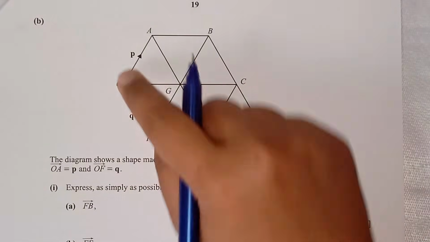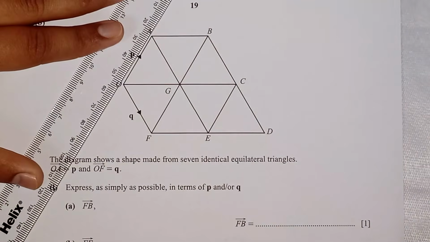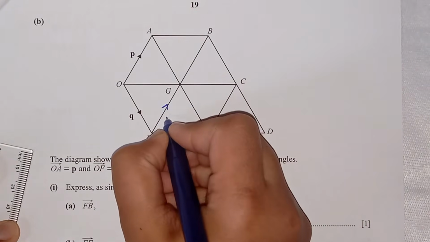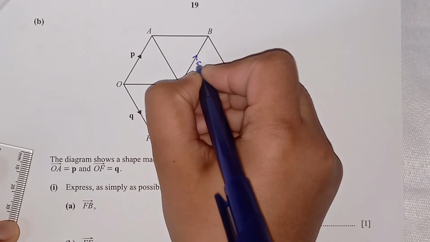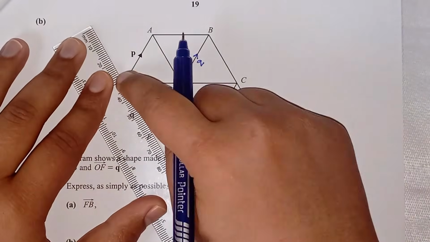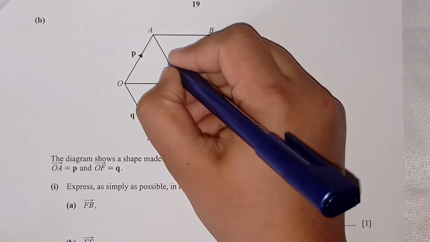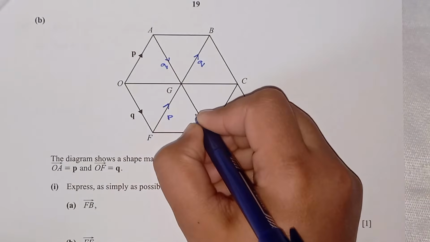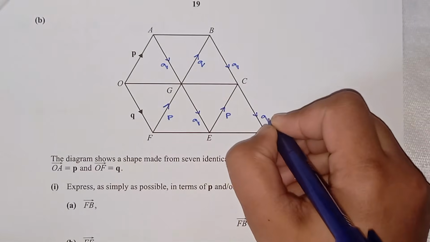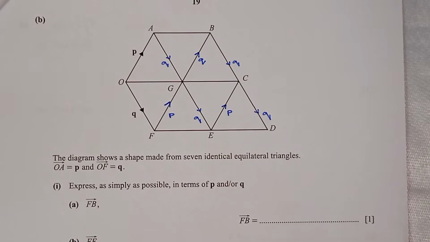Okay, so if OA is P, it means this is P, its parallel side is P, this side is P. So this one is P, this is P, this side is P, right? And this O to F is Q, so this bottom is Q and this would be Q. So in downward direction this would be Q, this downward is Q, this downward is Q, and this downward would be Q, right?